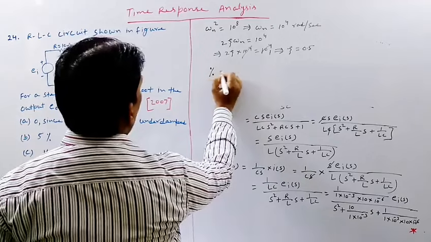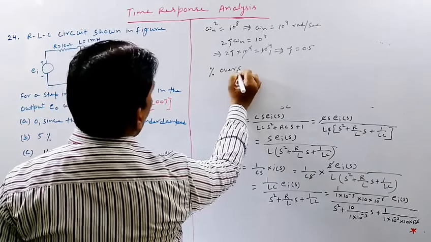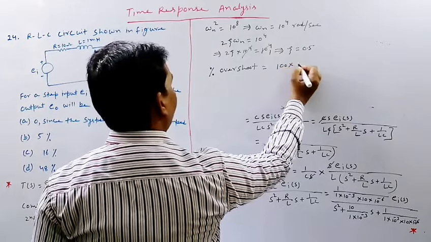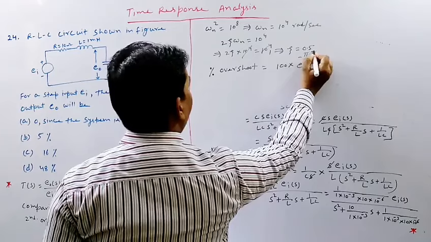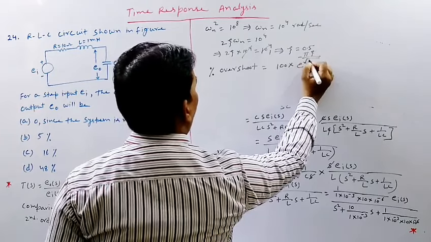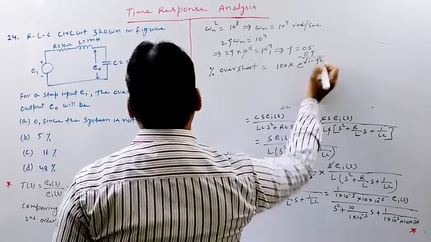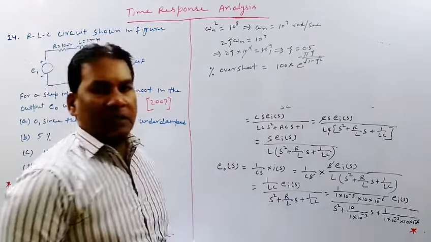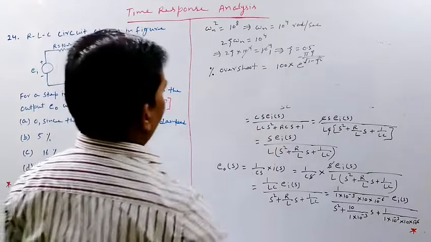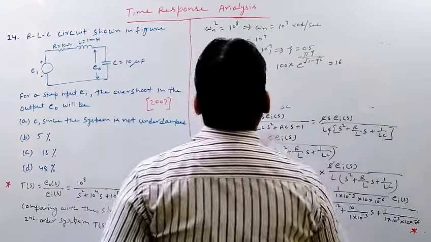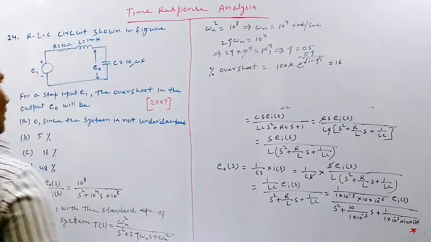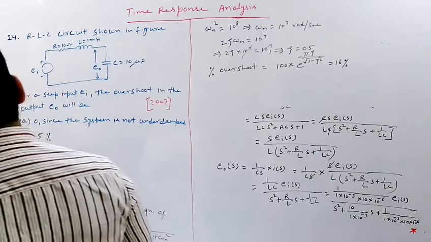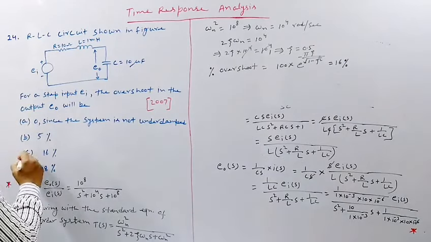So since zeta is 0.5, the percentage overshoot will be 100 multiplied by e to the power minus pi zeta divided by under root 1 minus zeta square. If we put the value of zeta as 0.5 and calculate it by calculator, then it is coming 16. So the percentage overshoot will be 16%. So which option is correct? Option number C is the correct one.